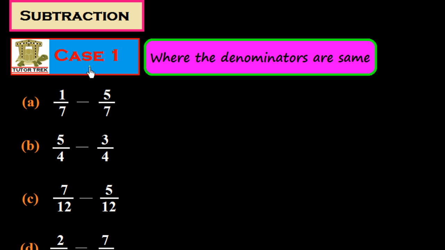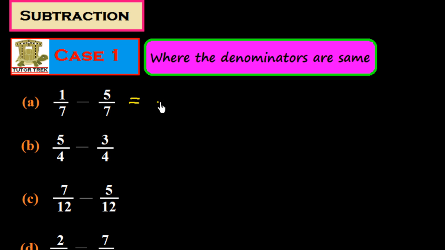Here in subtraction we also have two cases, as we have seen in addition. In the first case the denominators are same. Here you see the denominators are same in all the questions: 7 and 7, 4 and 4, 12 and 12 and so on. So we will subtract the same way as we have done in the addition. We have to follow the same rule here.